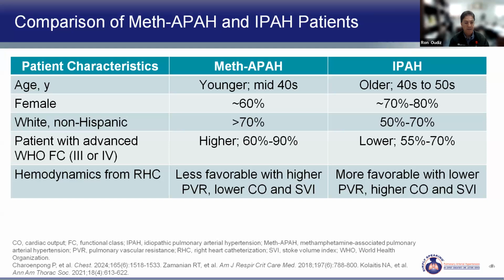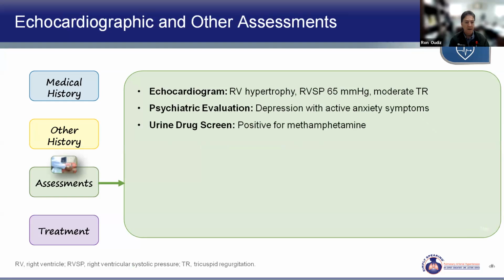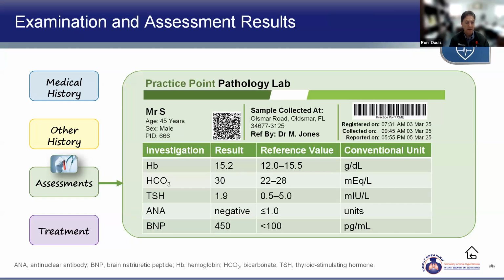This patient's blood pressure is normal, heart rate's a little high, he's restless, anxious, tremulous, there's an RV heave, the P2 is increased, nothing on lung exam. There's RVH and an RV pressure estimate of 65 millimeters of mercury. Psychiatric evaluation reveals depression and active anxiety symptoms, and he is positive for methamphetamine, even though he said the last use was 3 months ago.